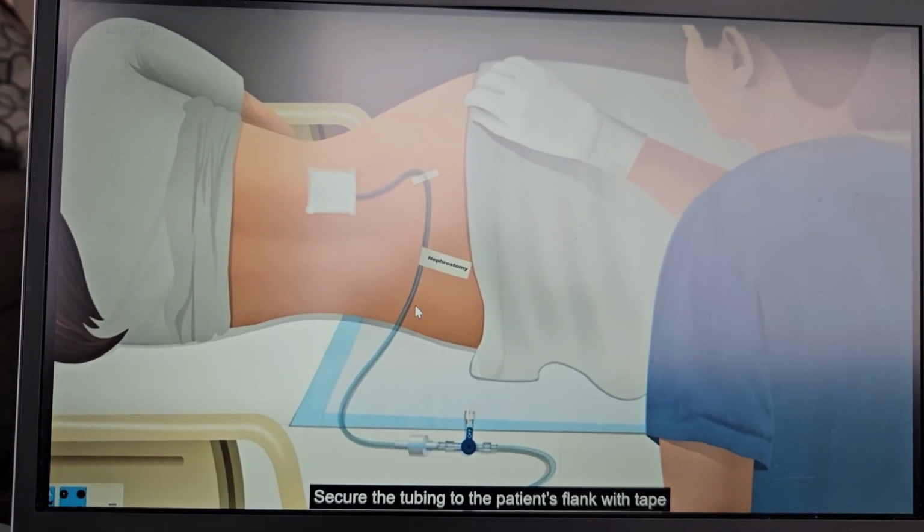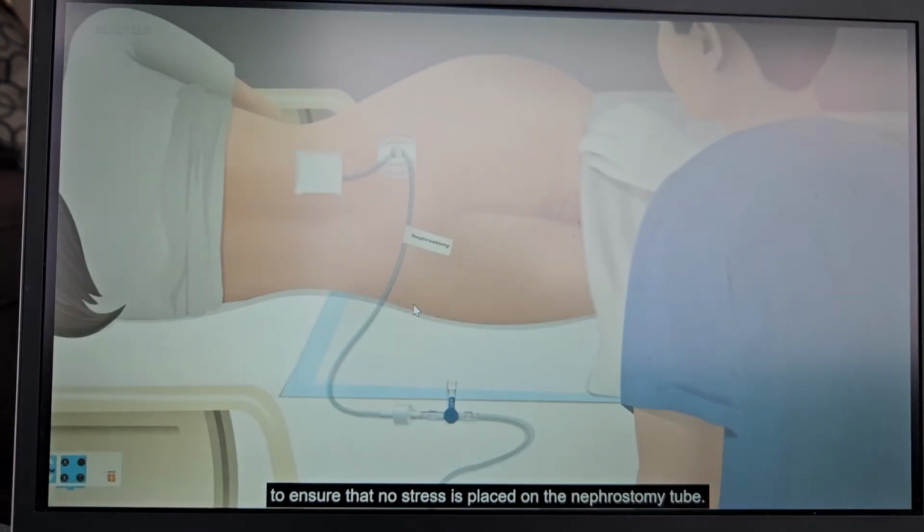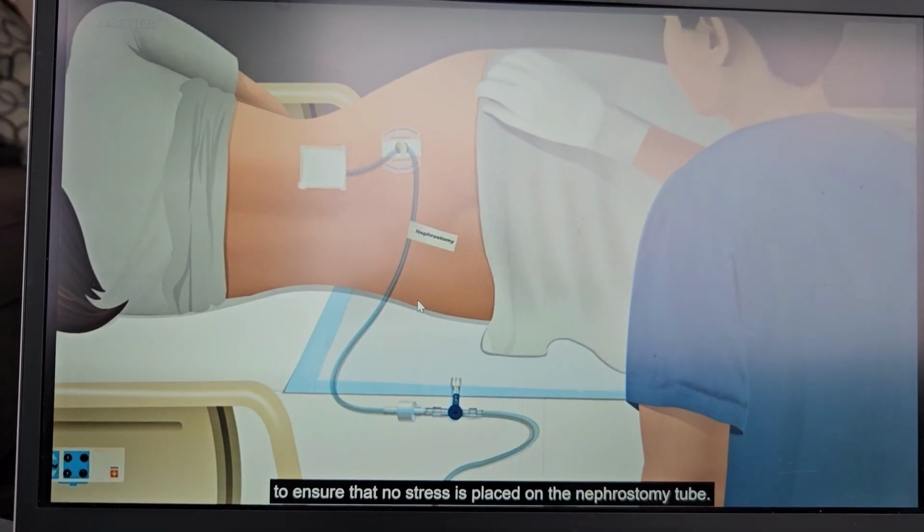Secure the tubing to the patient's flank with tape or with a catheter securement device to ensure that no stress is placed on the nephrostomy tube.